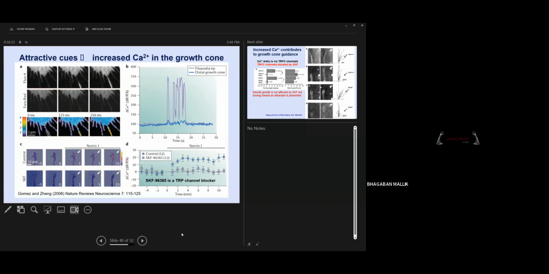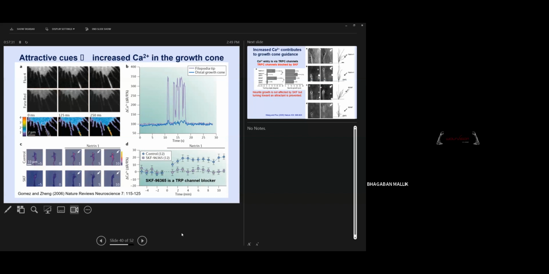You can see that as time grows, you have more calcium at the tip of the filopodia, and the same thing is plotted here in the below panel. Here they have used an inhibitor, because they eventually found that the calcium entered the tip of the filopodia through a cation channel called TRP channels. They block this TRP channel with the inhibitor SKF 96365, and the calcium enters through the TRP channel.